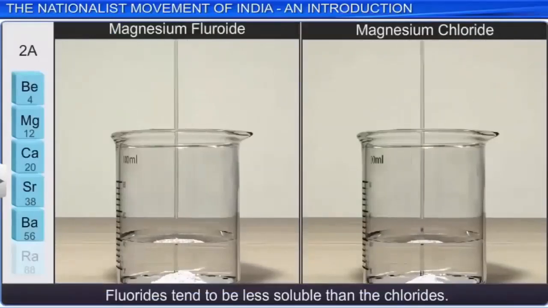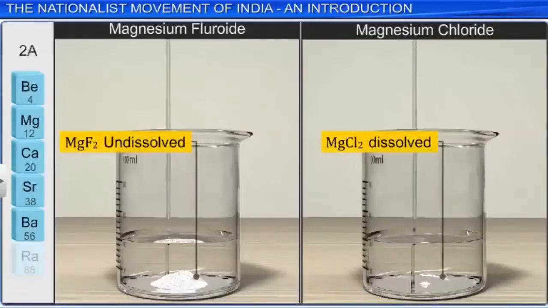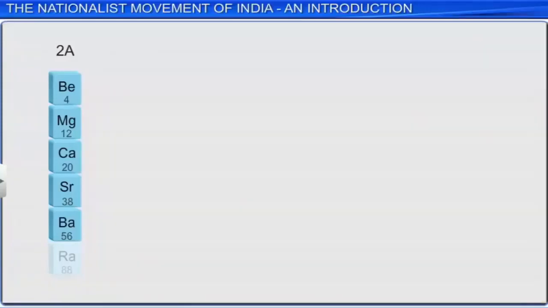in general, the fluorides tend to be less soluble than the chlorides because of the higher lattice energies associated with the fluoride salts.